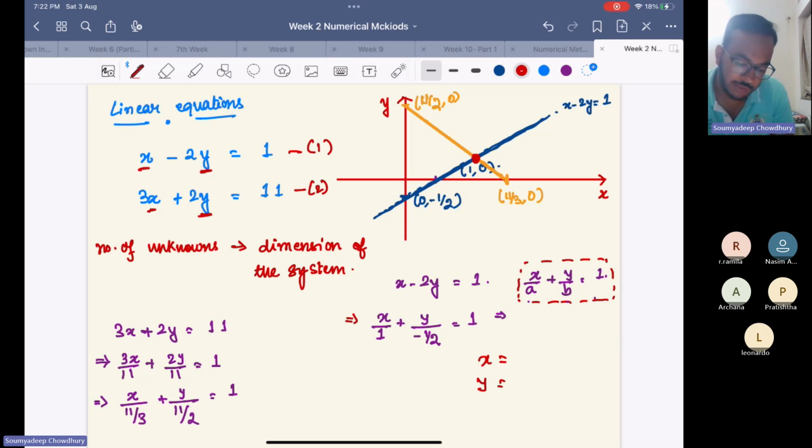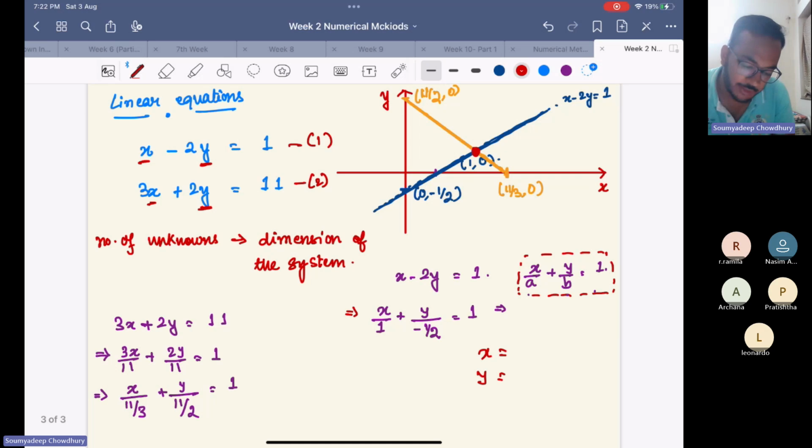Any point on this blue line will satisfy x minus 2y equals 1, right? And any point on this yellow line will satisfy 3x plus 2y equals 11. So I want a point x and y which satisfies both these equations. So that point should lie on both the lines, right? There is only one point which lies on both the lines, which is this red point.